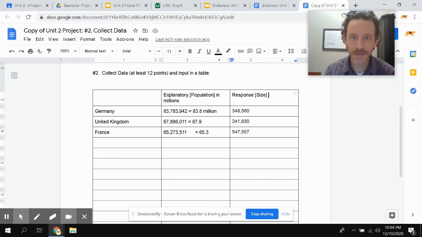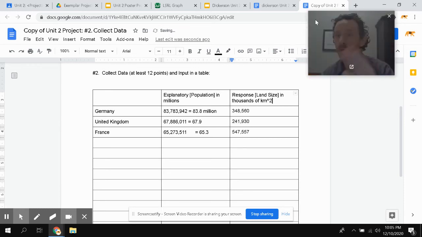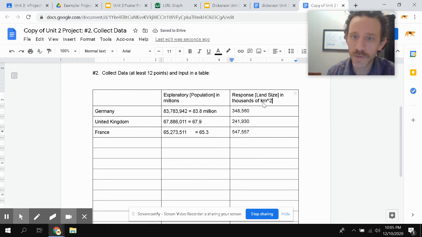So we'll say response size. The response is the land size. We'll be a little bit more specific on what size we're talking about, land size. And we'll say in thousands of kilometers squared. I'm going to use this because it's area squared, and that's the unit that they gave me on the website. So that's where that kilometer squared comes from.